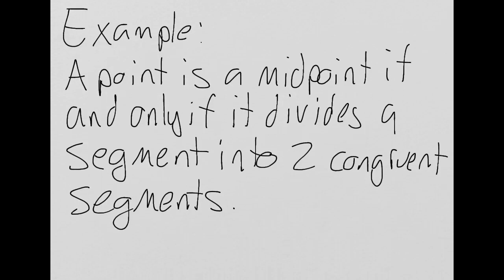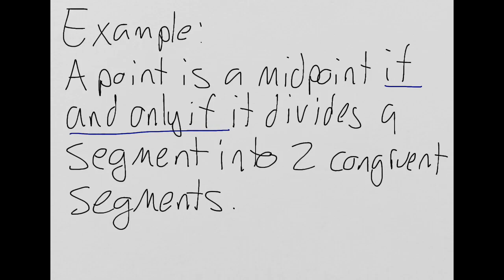So our example biconditional is, a point is a midpoint if and only if it divides a segment into 2 congruent segments. So the way that I want to break this down, the easiest way, for me at least, is going to be to identify the P in the statement and identify the Q in the statement. And the easiest way to do that is they're usually on either side of the if and only if. So here's my if and only if, and then my P and Q are usually on either side of it.